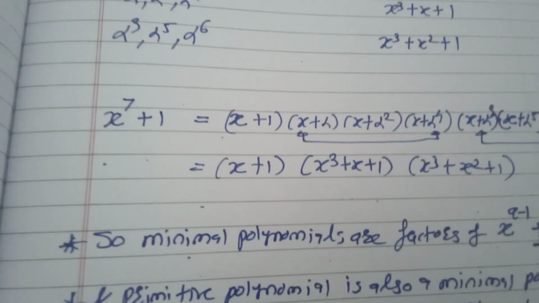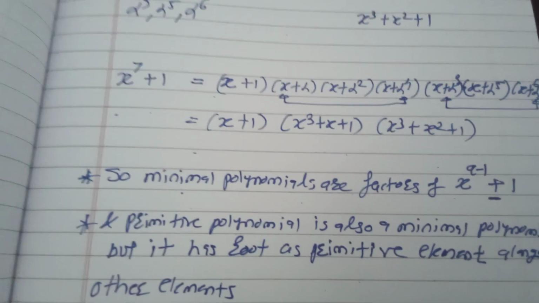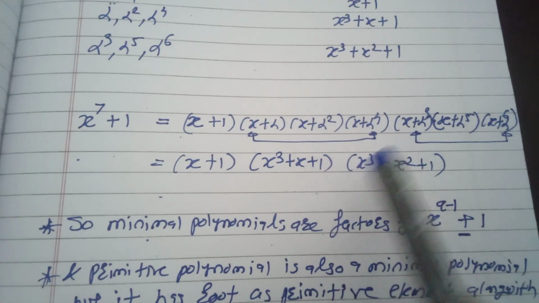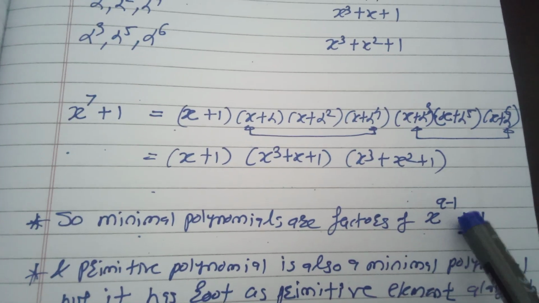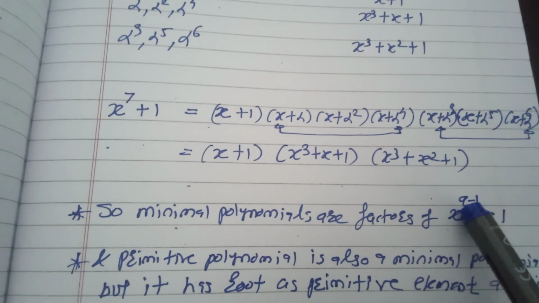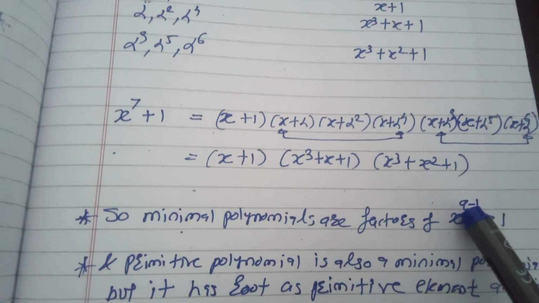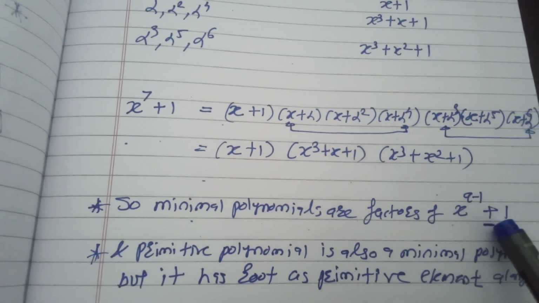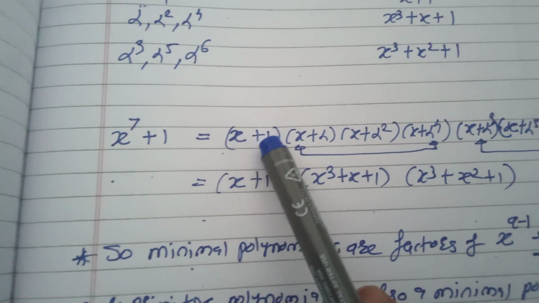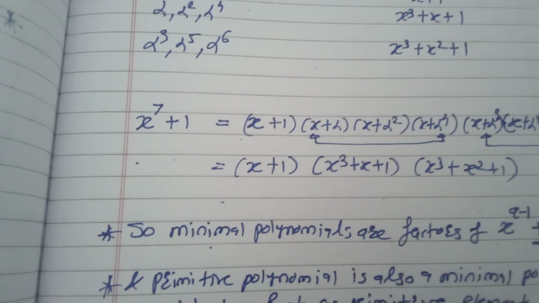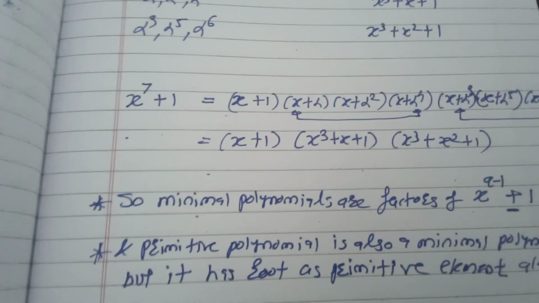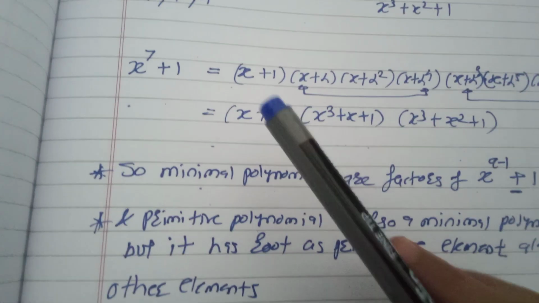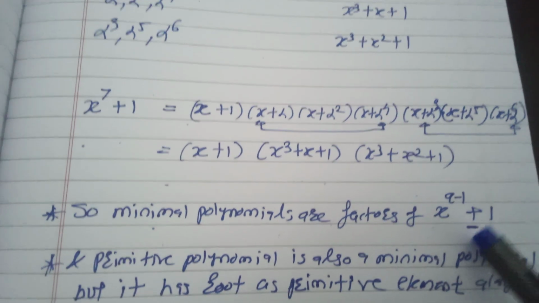So the statement about minimal polynomials is that minimal polynomials are factors of x raised to q minus 1 plus or minus 1. Q is here 8, Galois field 2 raised to 3, that means 8, which is obtained with Galois field 2, which is an extension field. So x raised to 7 plus or minus 1. If you have taken here minus, then you have to write x minus 1, x minus alpha square. But in Galois field 2, plus is equal to minus, because 1 plus 1 is equal to 0, that is 1 is equal to minus 1. So we have seen that minimal polynomials are factors of x raised to q minus 1 plus or minus 1.